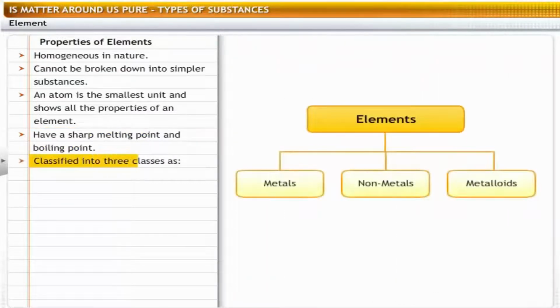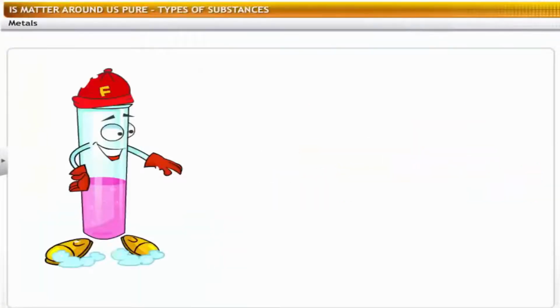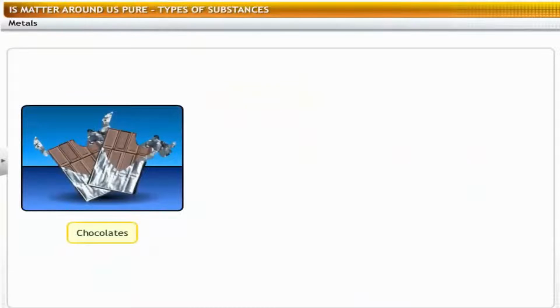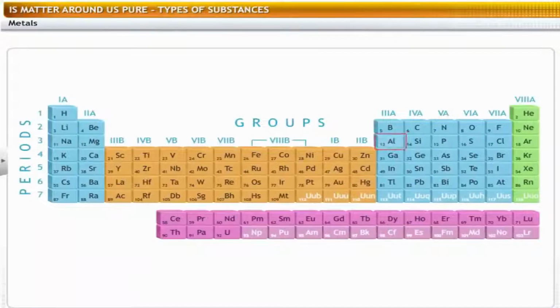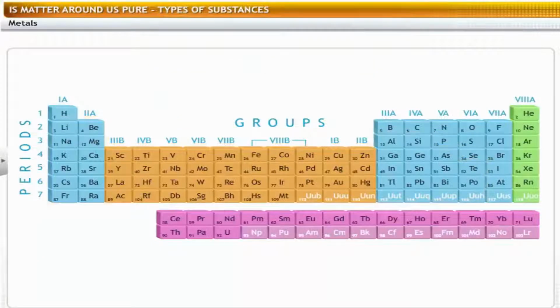Elements can be classified into three classes: metals, non-metals, and metalloids. Hey! Chocolates! Did you observe they were wrapped in aluminium foil? Not only chocolates, but biscuits and medicines are wrapped in aluminium foil. This aluminium is a metal. Over 80% of known elements are metals. Let's see what metals are and their properties.